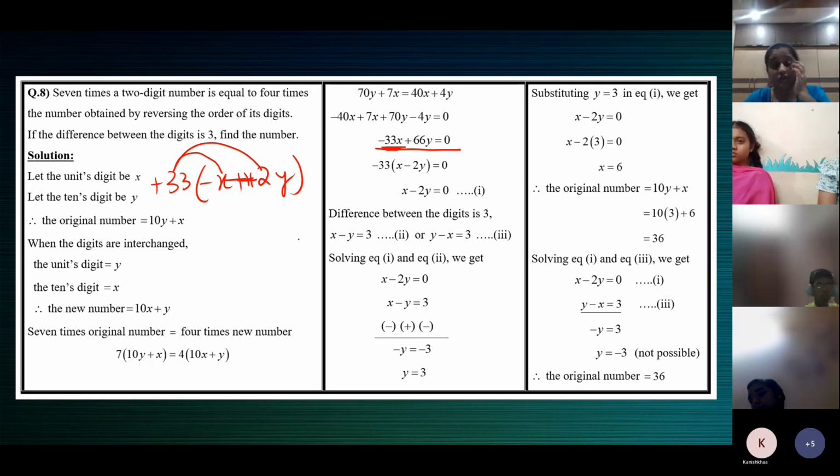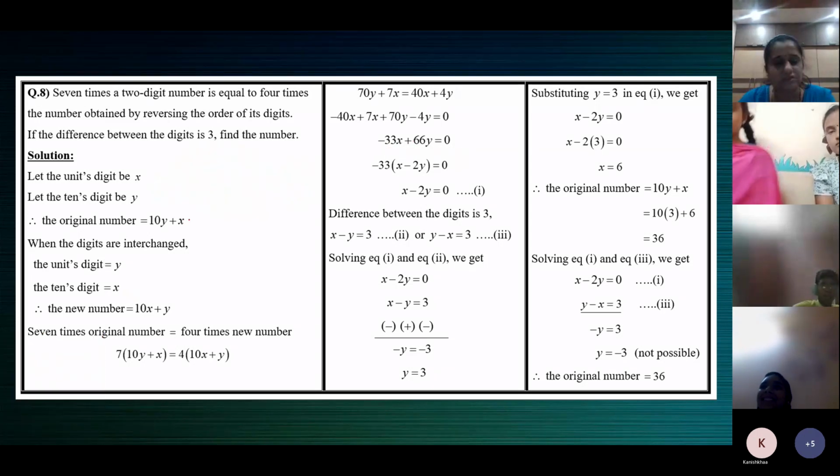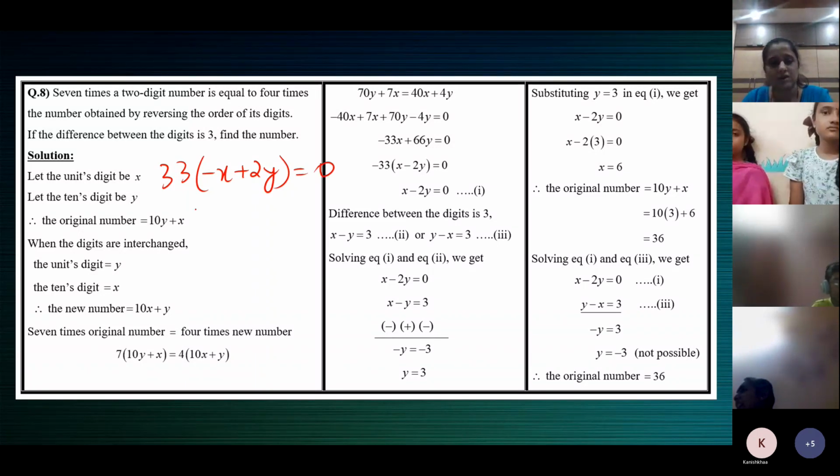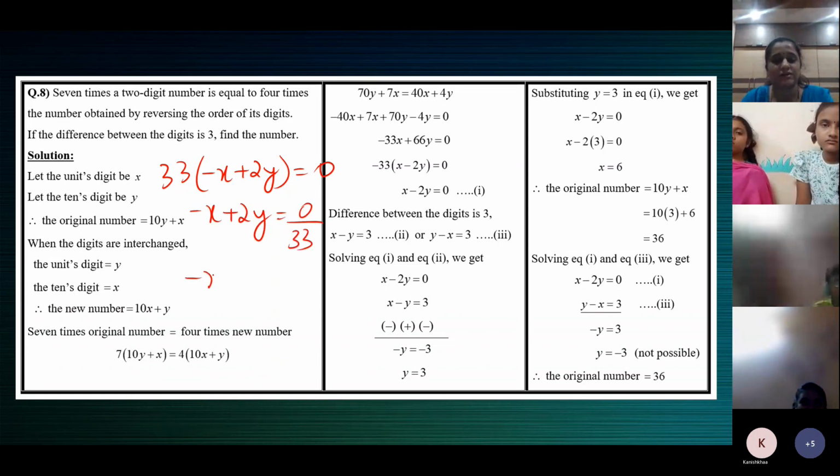The signs will change. You can take out even 33 common. 33 common, you will get minus x plus 2y is equal to 0. Then this 33 will come for division. Minus x plus 2y is equal to 0 by 33. Minus x plus 2y is equal to 0.